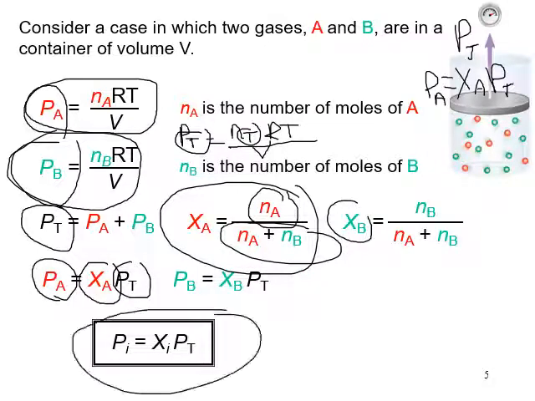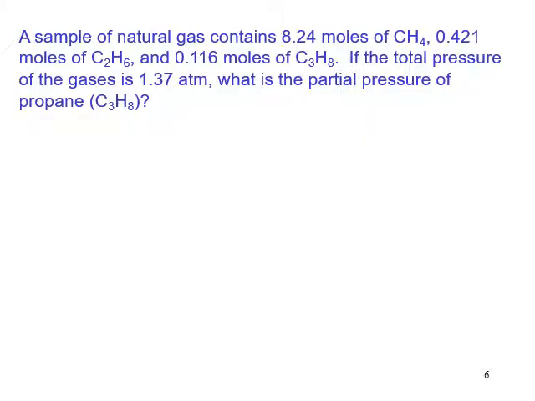So this is Dalton's law of partial pressures, stating that the individual pressures add up to the total pressure, and that the individual pressure is dictated by how much is in there. That's all there is to it. So let's do an example here real quick. If I have a sample of natural gas and it contains 8.24 moles of methane, 0.421 moles of ethane, or C2H6, and 0.116 moles of propane, C3H8. If the total pressure of all of them is 1.37, what is the partial pressure of just propane?